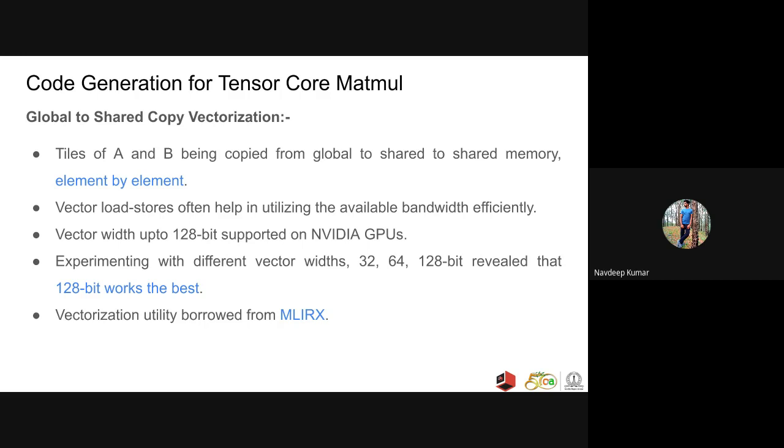Right now, the copy loops copy element by element. Each thread is loading a single element. But as GPUs provide vector instructions, we could use these vector instructions to speed up our loops. Up to 128 bits is supported on NVIDIA GPUs, and we experimented with different widths, 32, 64, and 128, and found that the 128-bit version works the best. The vectorization utility was again borrowed from MLIR, which is a project here at Polymage.